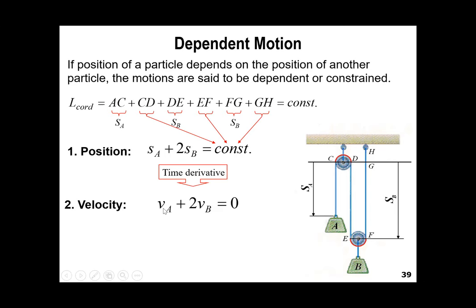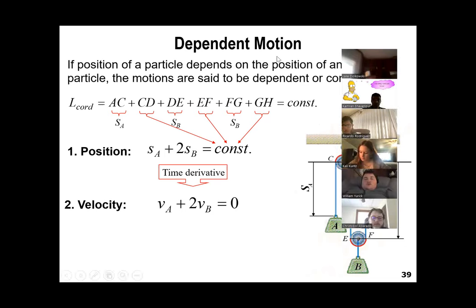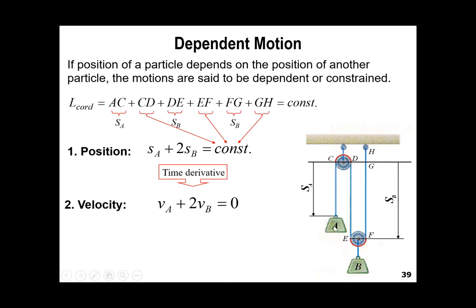Now you may realize that if SA increases, that means VA is positive. Is VB positive or negative? Negative. Which means SB decreases, which makes sense. A goes down, B goes up, or vice versa. When SB increases, that means VB is positive. A goes up, which means SA decreases and VA is negative. So here we don't go with X and Y. We go with the change of SA and SB. Make sense?